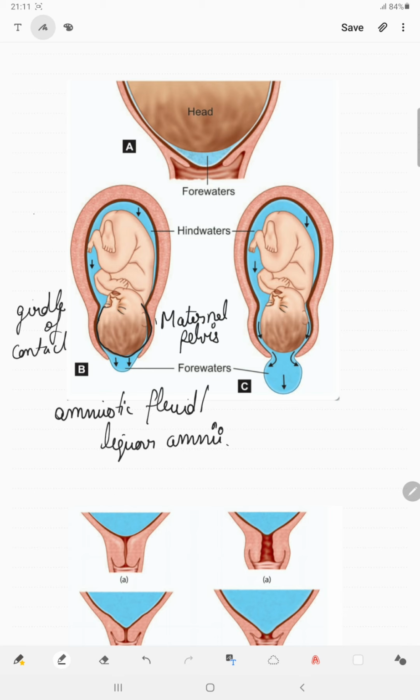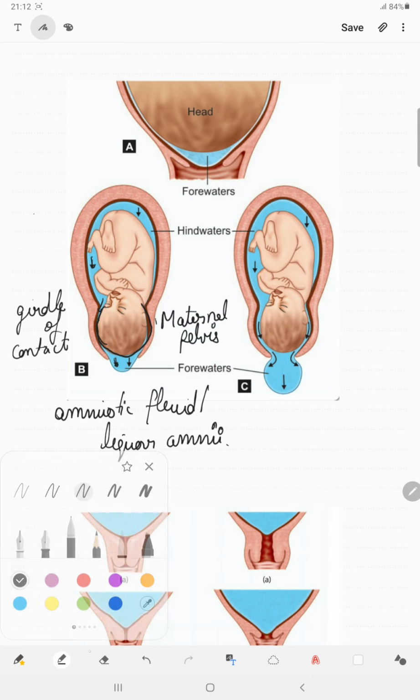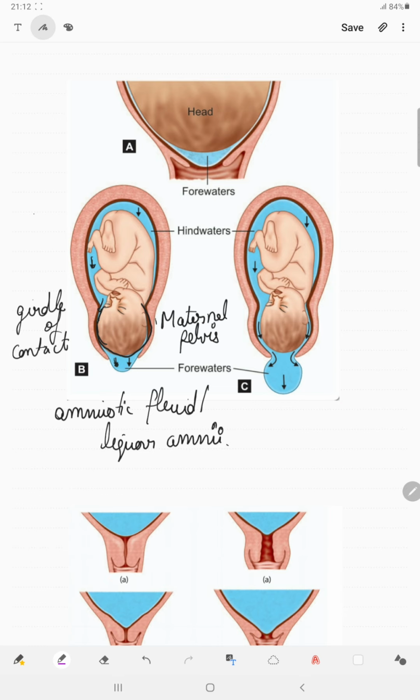So actually, when the baby is lying over here, because of the gravitational pull, some amount of water would slide down and it would come down, okay? So I have divided this water again into two parts. Can you see that the one which is lying below is what? It is the fore waters, and the one which is lying above is the hind waters, okay? So this is what I formed. So with the bag of membranes also, it is applying a pressure and my cervix is dilating. This is the third mechanism.